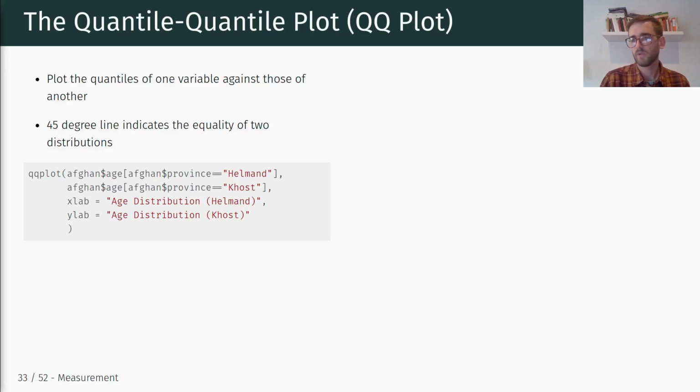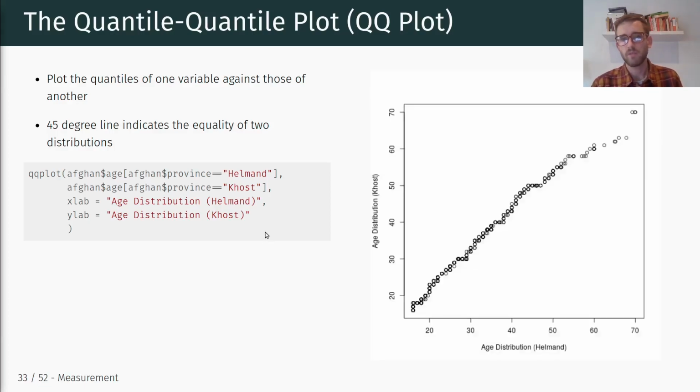So just to go through one example here, I'm looking at the QQ plot of the age distribution in two different provinces. We have Helmand and Coast. And in order to run this QQ plot, I'm including those two variables as arguments, and then including an argument for the labels for the x-axis and the y-axis. And the resulting plot is this plot.